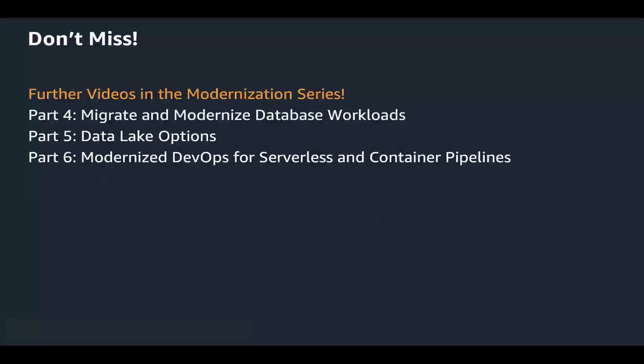Further videos in this series cover additional modernization topics. Part 4 covers migrating and modernizing database workloads, going from a single one-size-fits-all relational approach to using a variety of purpose-built database engines optimized for each microservice. Part 5 covers setting up a data lake to drive analytics and insights across all current and future microservices. And Part 6 covers a modernized DevOps workflow that lets us deploy updates to microservices code in a predictable, automated way. So, check those out once you finish this video.